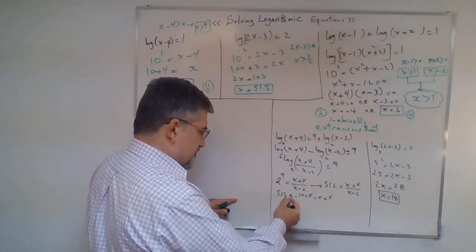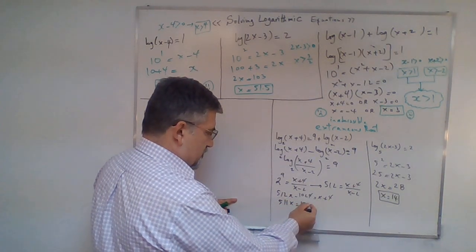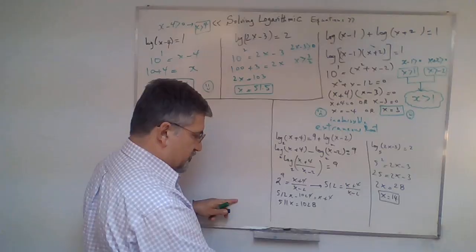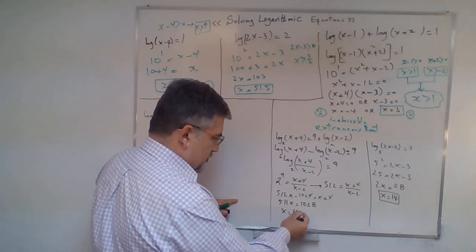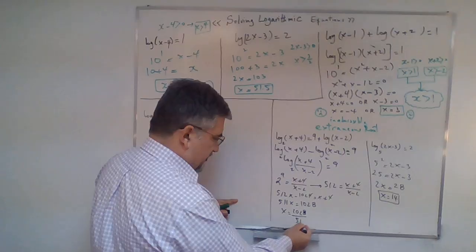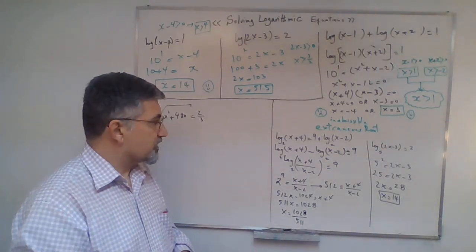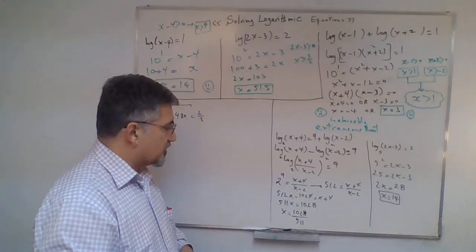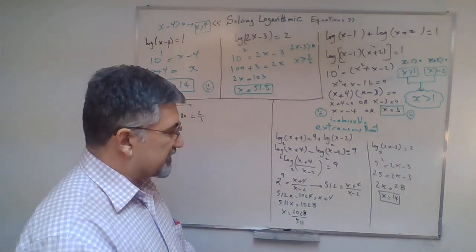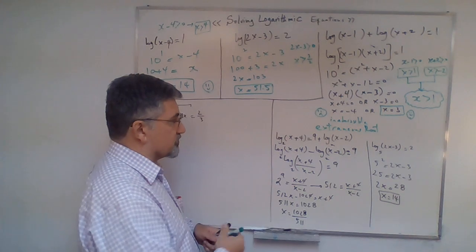And then rearrange the terms: 511x equals 1028. We end up with a fraction as the answer, which is, of course, okay. So 1028 over 511. I don't think we can reduce this fraction. That's the final answer. But is it admissible or not? We don't know. We have to check the restrictions.